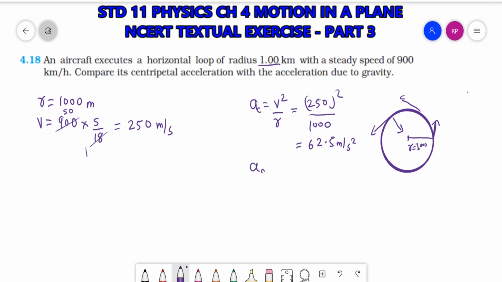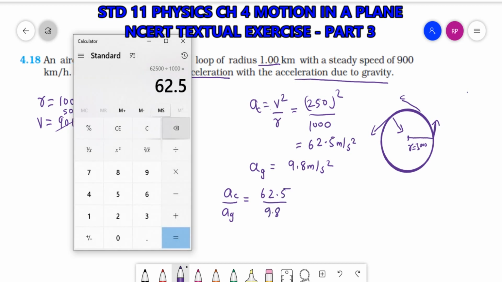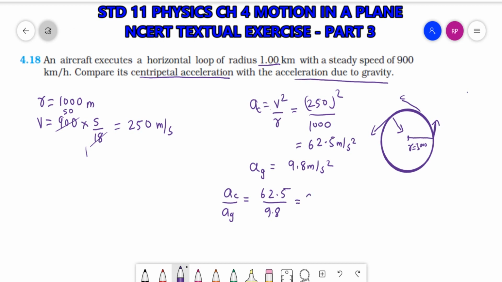Now the acceleration due to gravity, that is gravitational acceleration, that is 9.8 meter per second square. So the question is, compare the centripetal acceleration and acceleration due to gravity. Means a_c upon a_g, that is equal to 62.5 upon 9.8. So divide by 9.8, that will be 6.377. So I will write down 6.38. Let's take round figures. So centripetal acceleration in this case is equal to 6.38 times gravitational acceleration. Okay, so this was about question number 4.18. So just note it down.